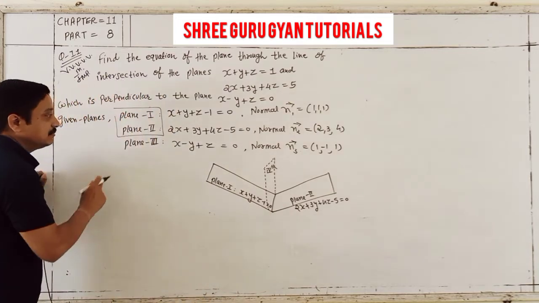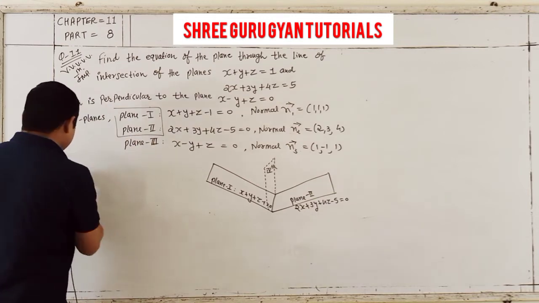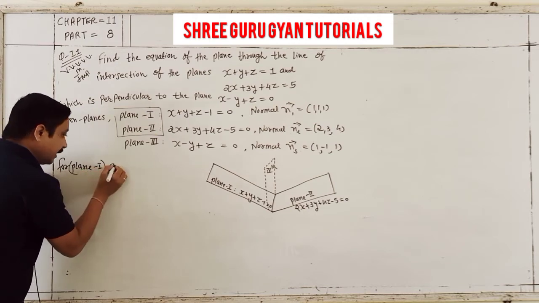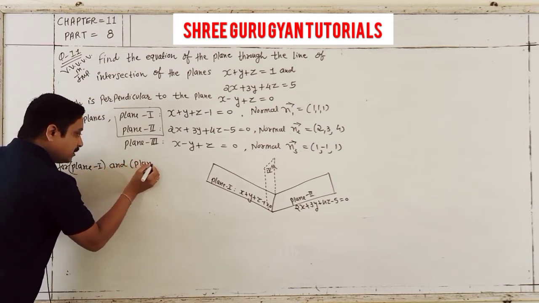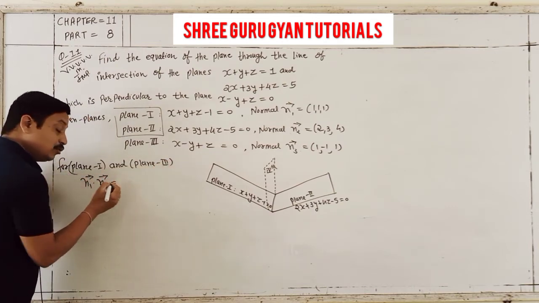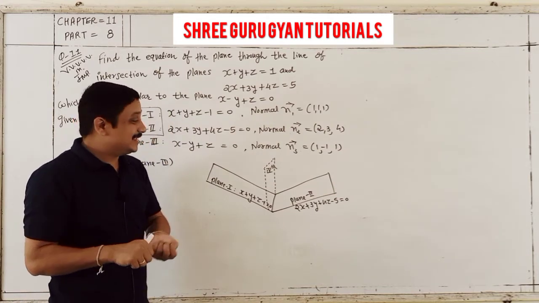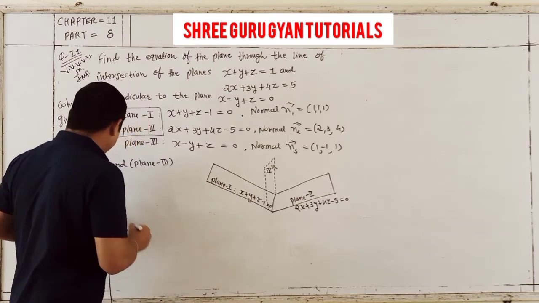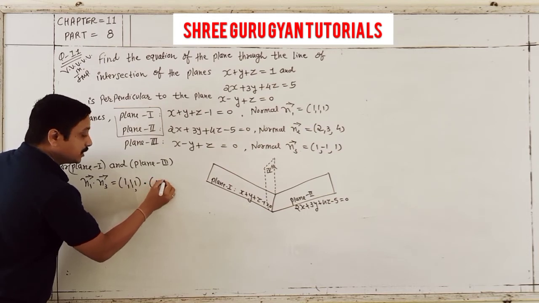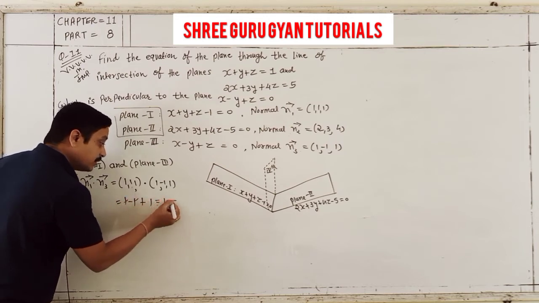Now I first check whether plane 1 and plane 3 are perpendicular. So for plane 1 and plane 3, I will check n1 dot n3, and if the dot product is 0, then plane 1 is your answer. Here n1 is 1 1 1, dot 1 minus 1 1, and the answer is 1 minus 1 plus 1, which is 1, never 0.